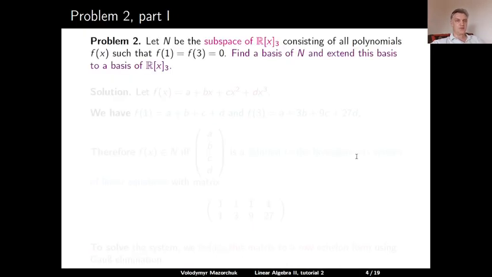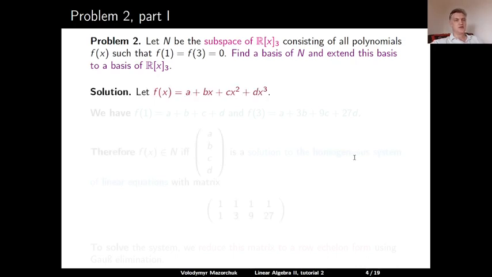Problem 2. Let N be the subspace of the space of all real polynomials of degree at most 3, consisting of all polynomials f of x such that the value of f at 1 is equal to 0 and the value of f at 3 is equal to 0. Find a basis of N and extend this basis to a basis of the whole space R[x] sub 3.